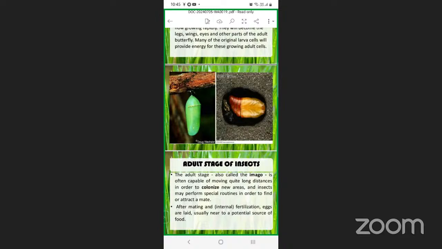So if you have any doubts regarding this, I'll clarify. And I'll go to the next topic, the life cycle of the mosquito.